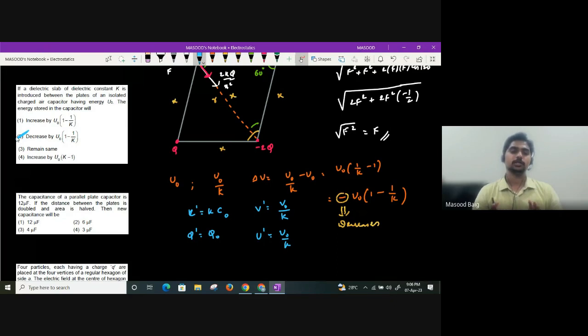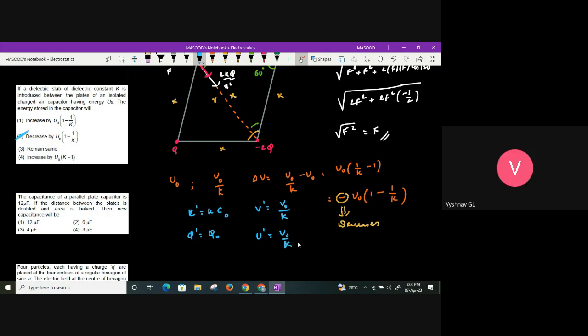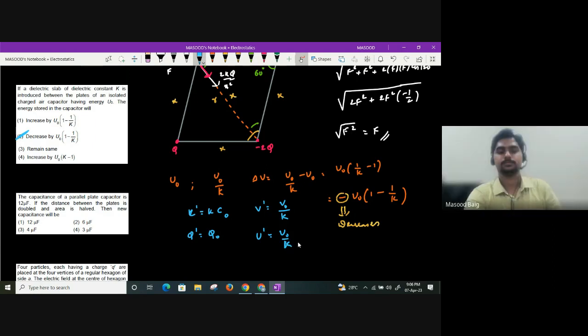Yes or no? Isolated capacitor, dielectric is introduced. No change in charge, right? Capacitance will become K times. Potential difference gets reduced by K. The energy stored also will get reduced by K times. Understood, all of you? Yes. Right. Let us see the next question.